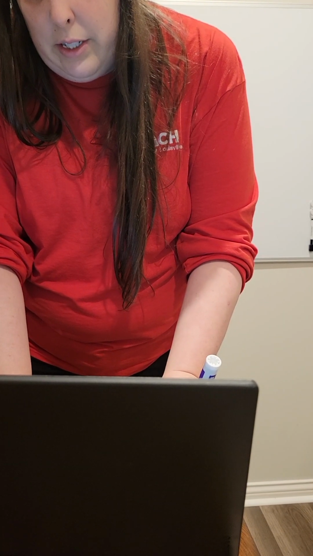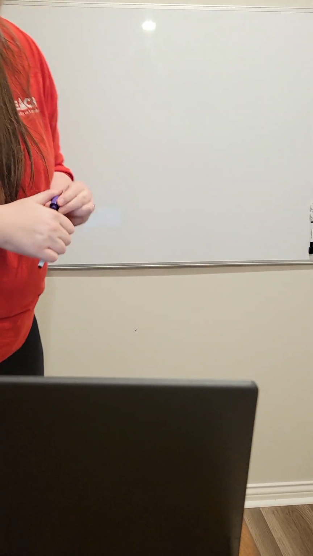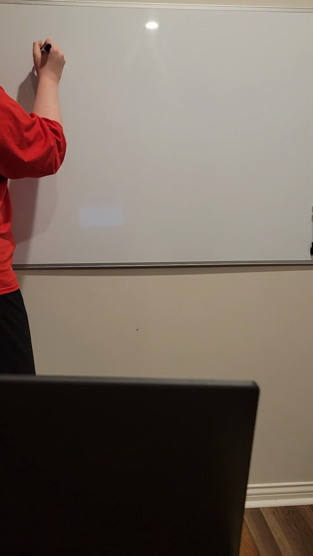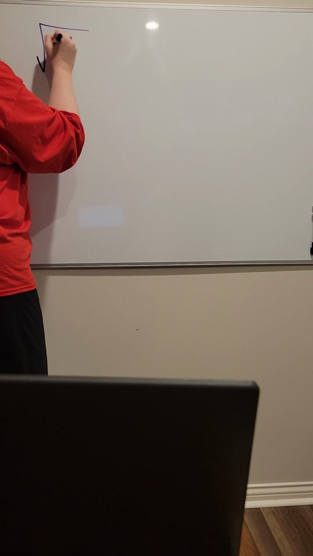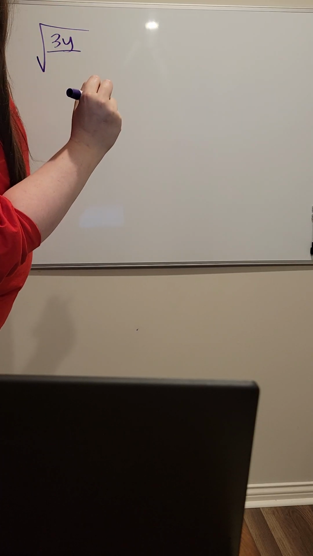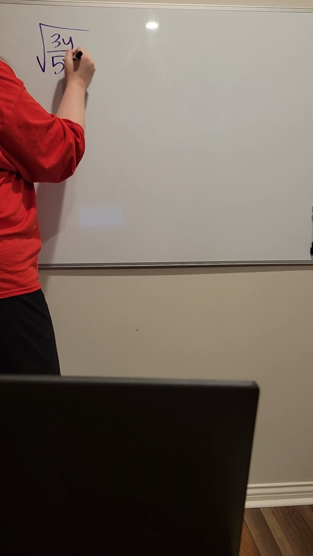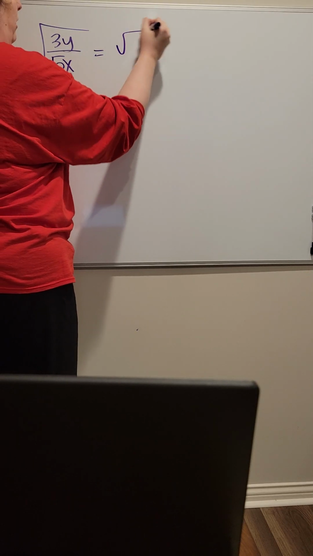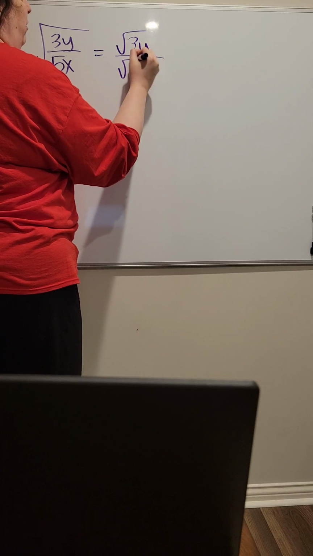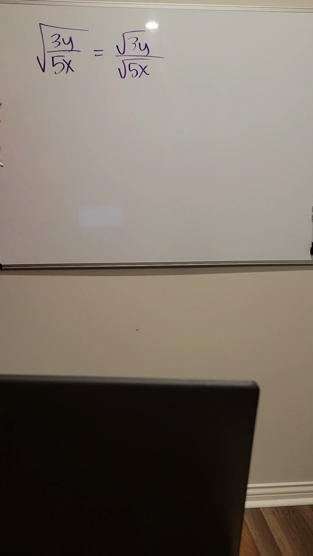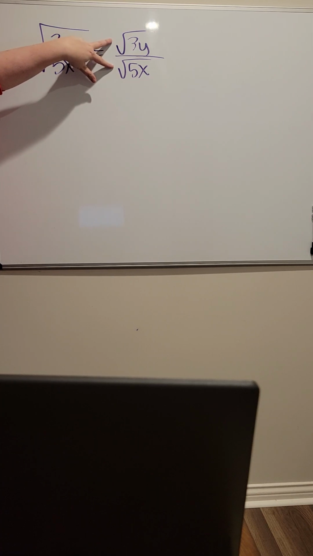Okay, another example you'll see is if you have something like this, the square root of 3y over 5x. Anytime you have a big root like this, you're allowed to break it up to like the square root of 3y over the square root of 5x. If you can simplify in here first, you should, but 3 and 5 don't simplify, and y and x don't simplify. So I would just go ahead and split it up.